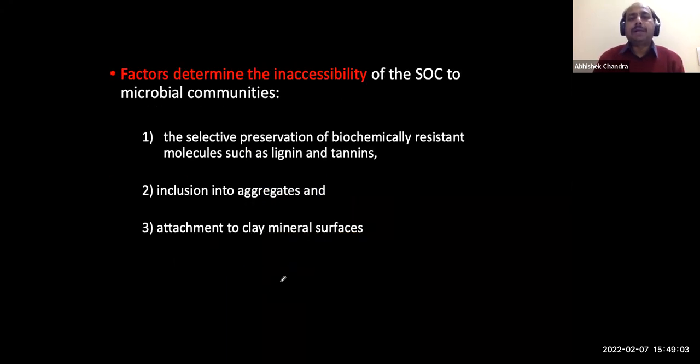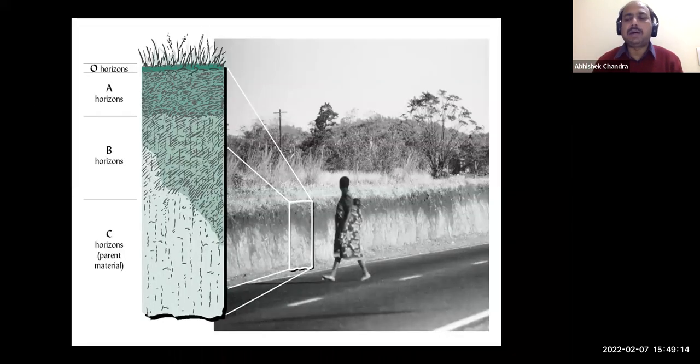So this is the factor including the degradations and the clay particle, which will be the surface, so chemically it will be useful for this. I already discussed this: the O horizon. The R horizon is the parent rock material.